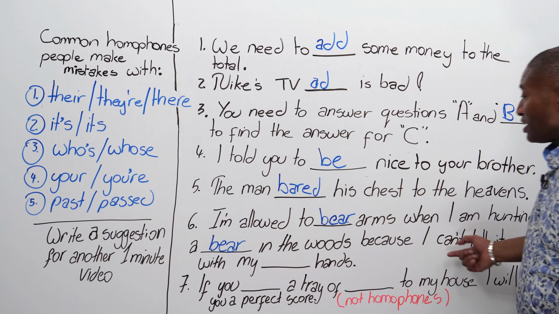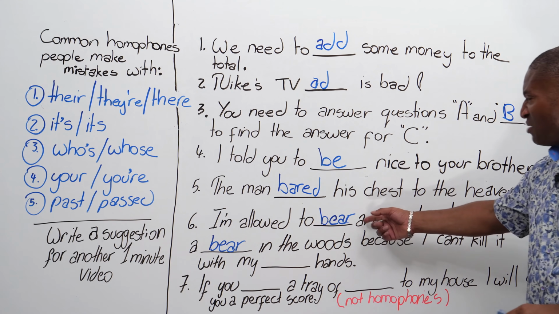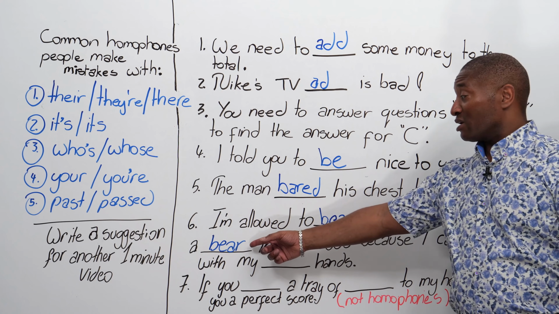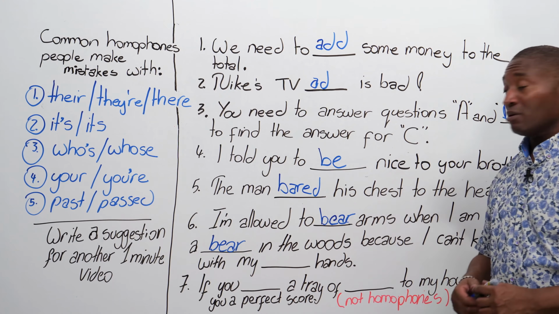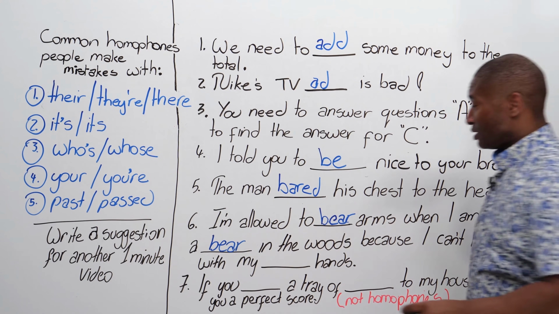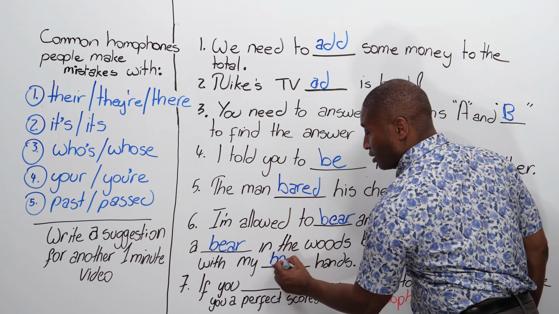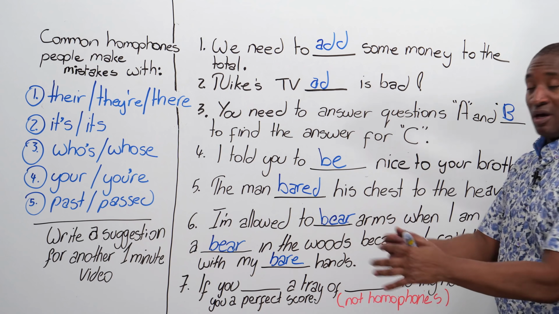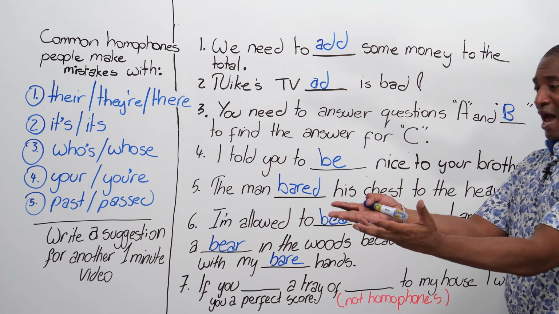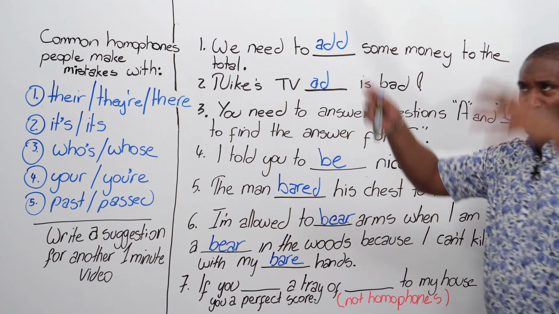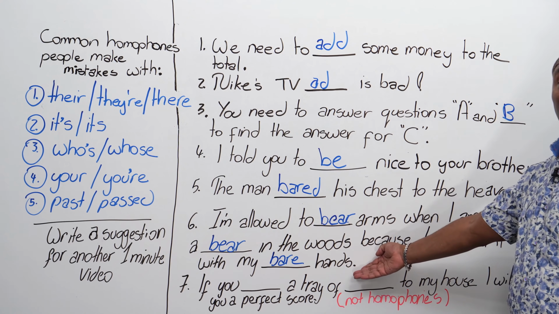Now, because I can't kill it with my what? Is it going to be the same word here again? This being a noun, this being a verb? No, the adjective form of bear, remember? No hands. I can't kill a bear with my bare hands. I need a weapon that's big and strong. I need something to help me.